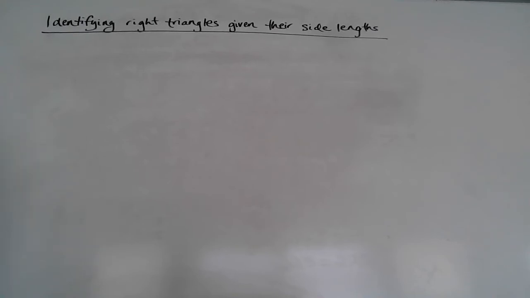Let's talk about identifying right triangles given their side lengths. So we are going to be needing to use the Pythagorean theorem for this because the Pythagorean theorem is all about right triangles and their side lengths. So let's begin by remembering a couple things.